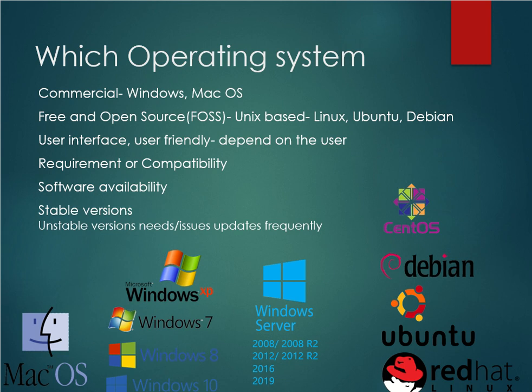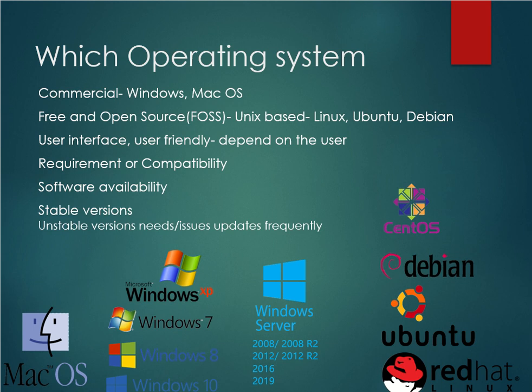First one is commercial, Windows, Mac. That means most of the operating systems we have to buy them. Now we have to buy from that particular vendor, unless we install a pirate version.